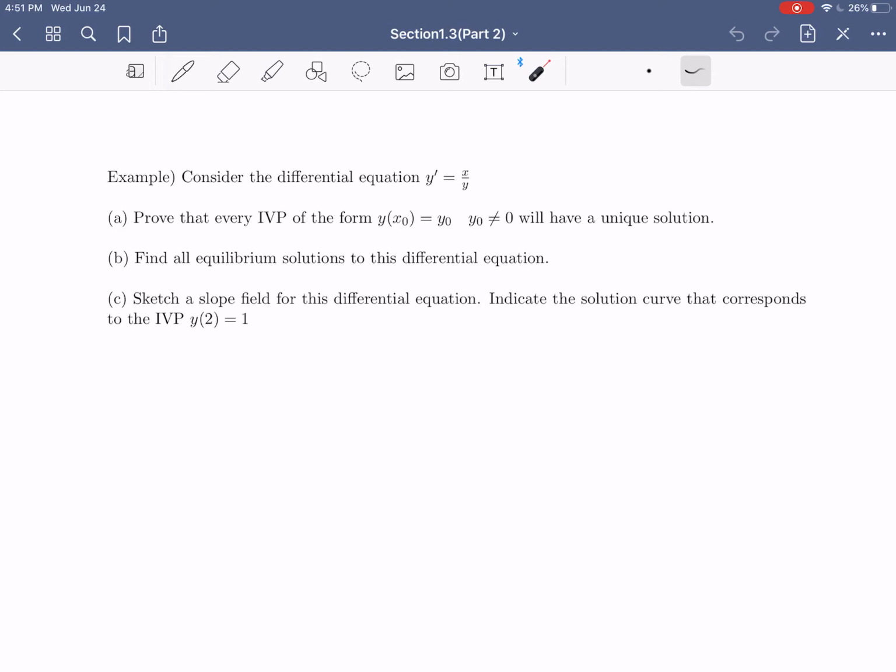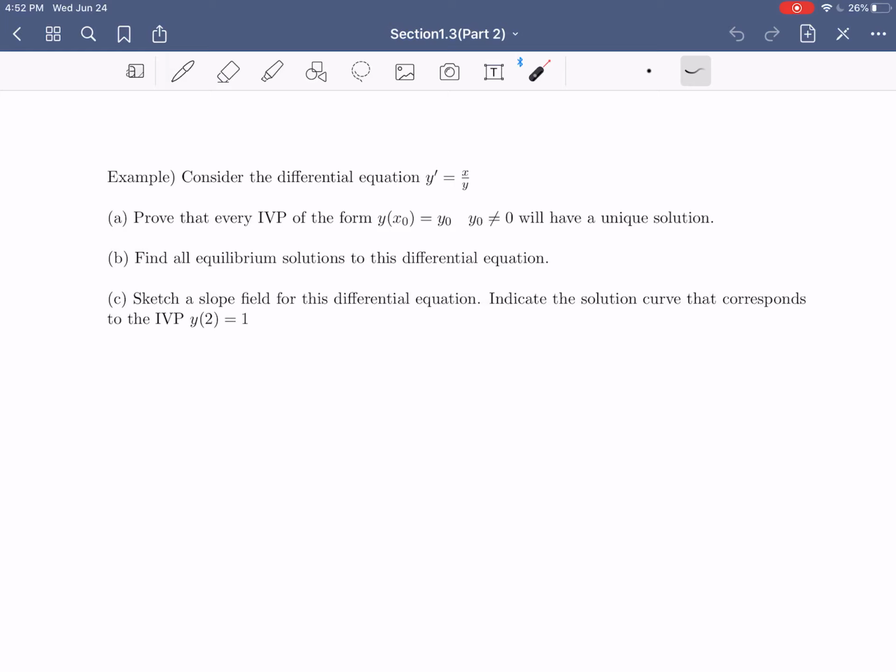All right, so we've got a new differential equation here. We're going to consider this first-order differential equation, y prime equals x over y. Keep in mind that this differential equation is first order, but non-linear. It's non-linear because that y is in the denominator. That means it's inside the function 1 over something, so there's a function being applied to y, so it is non-linear here.